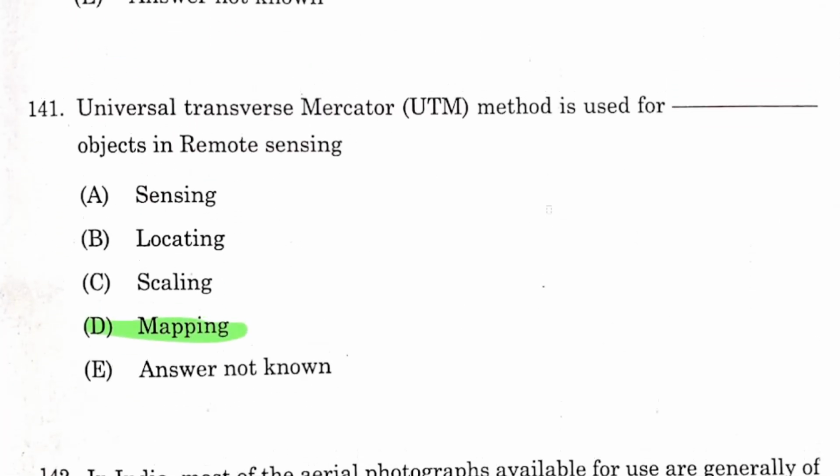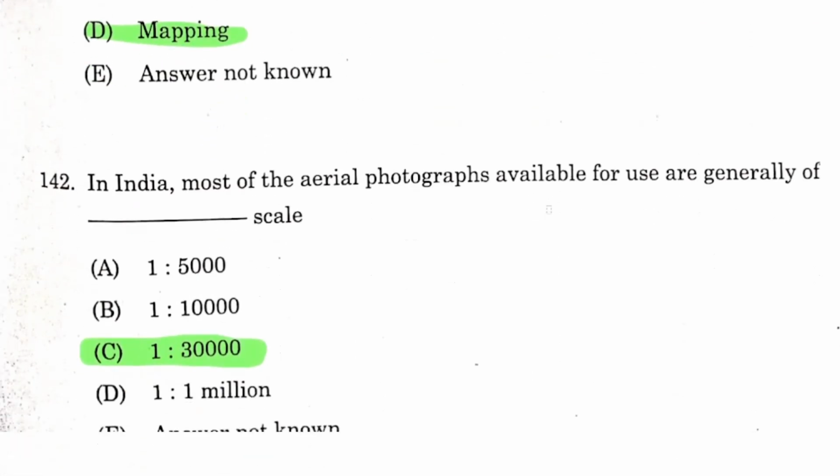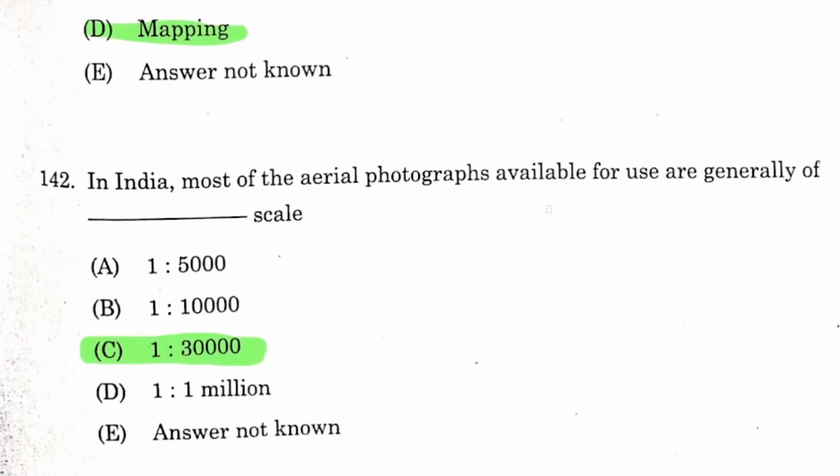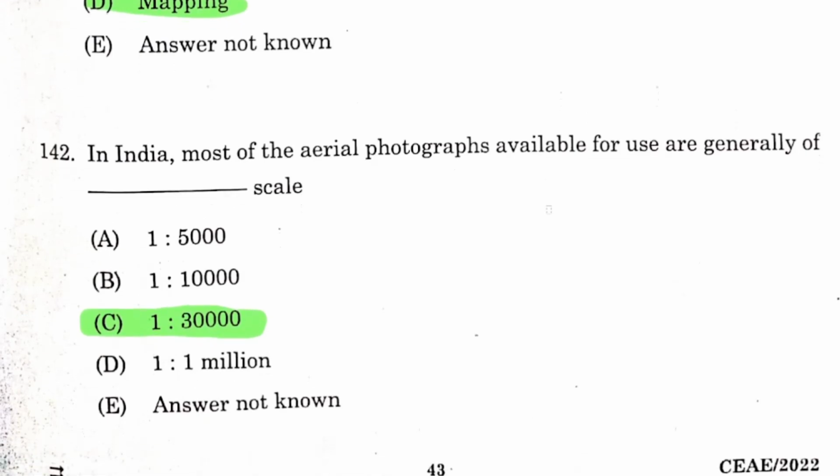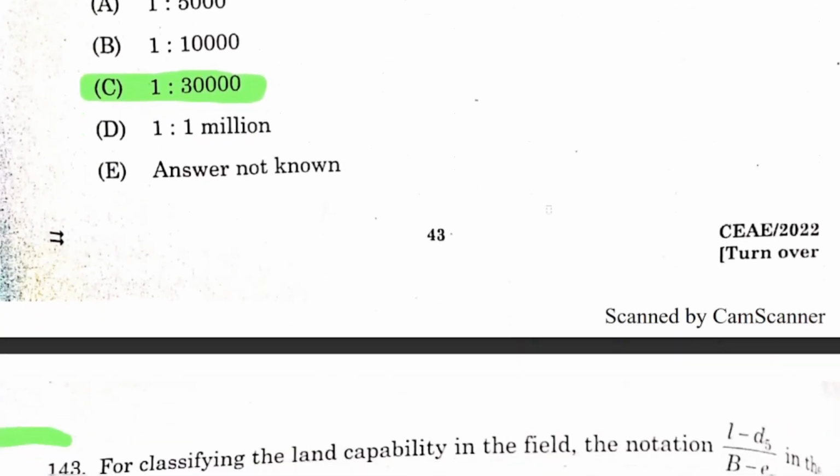Universal Transverse Mercator. The UTM method is used for dash object in remote sensing, that is used for mapping. Next question is, most of the aerial photographs available for use are generally of dash scale. 1:30,000 is correct here.